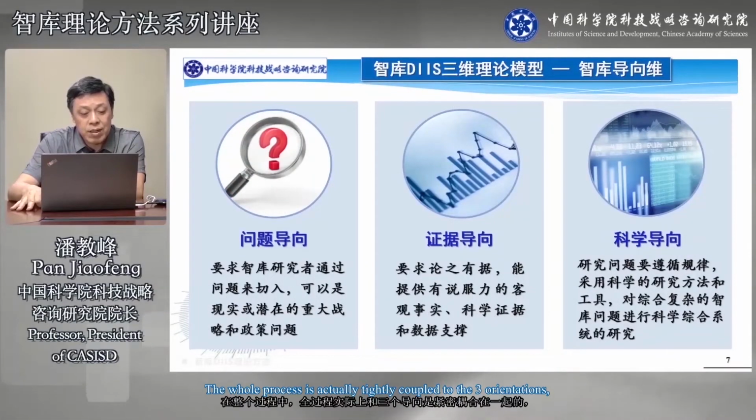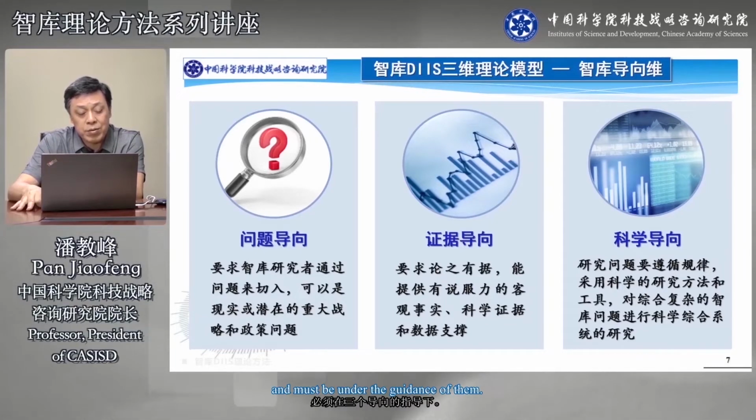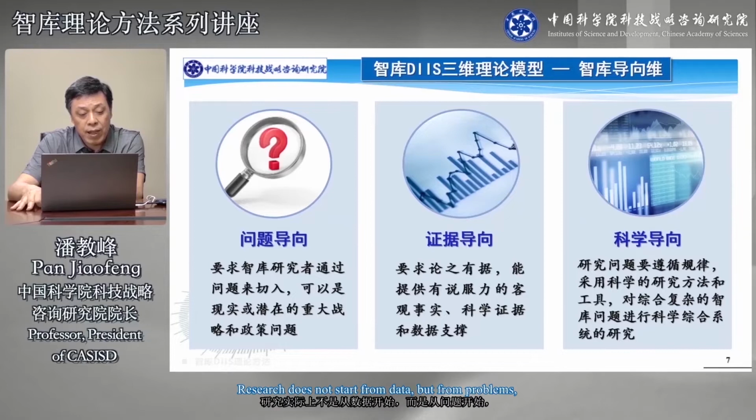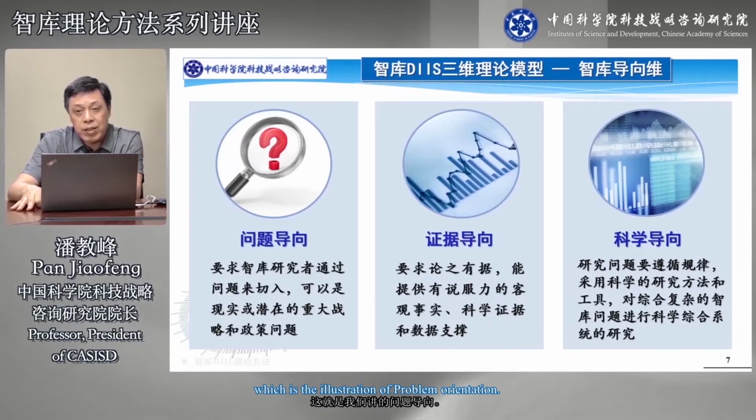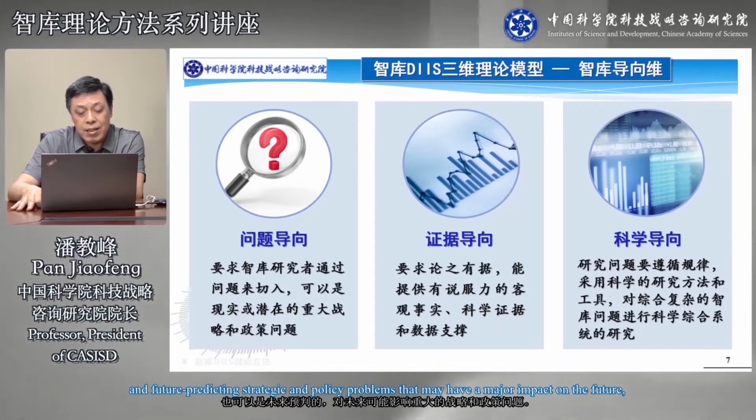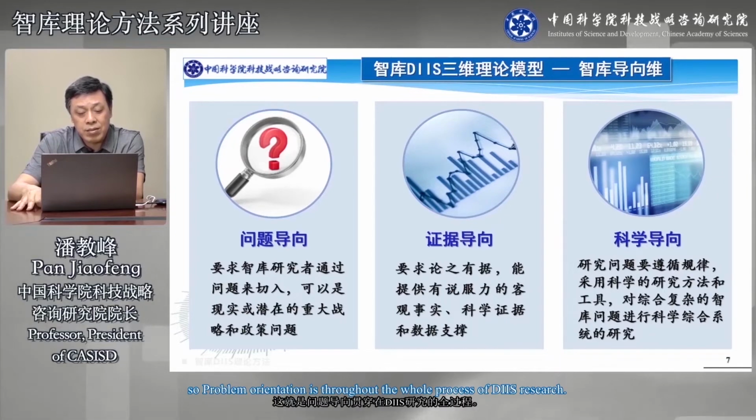The whole process is actually tightly coupled to the three orientations and must be under the guidance of them. Research does not start from data, but from problems, which is the illustration of problem orientation. It requires think tank research to start from problems, and these problems can be realistic and future predicting strategic and policy problems that may have a major impact on the future. So problem orientation is throughout the whole process of DIS research.